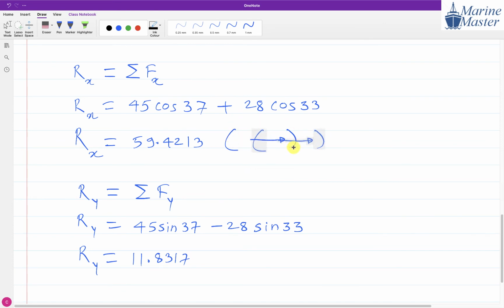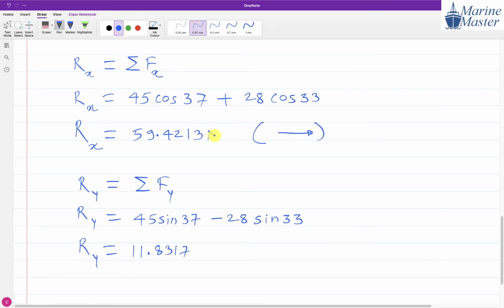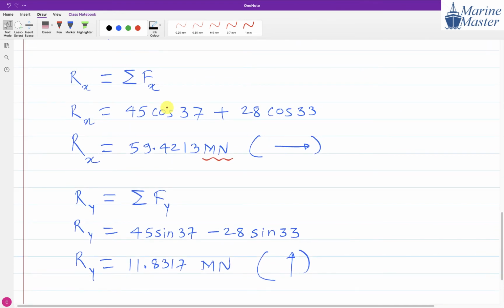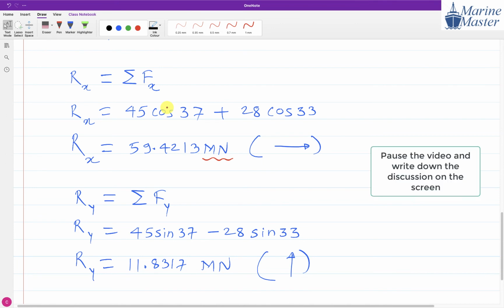What is the unit of Rx? Meganewton. Why meganewton? Because all the forces are in meganewton. And the unit of Ry is also meganewton. Ry we are getting positive, so its direction is upward. So in this way we got Rx and Ry. We are now nearer to our answer. Please write down this Rx and Ry discussion.